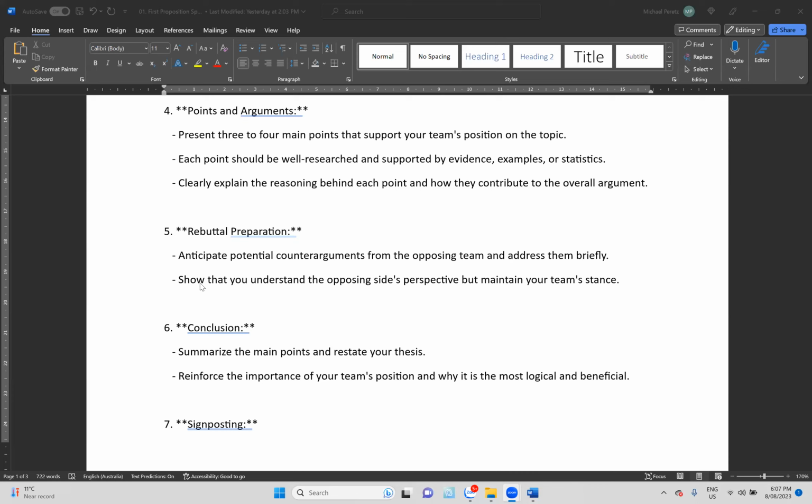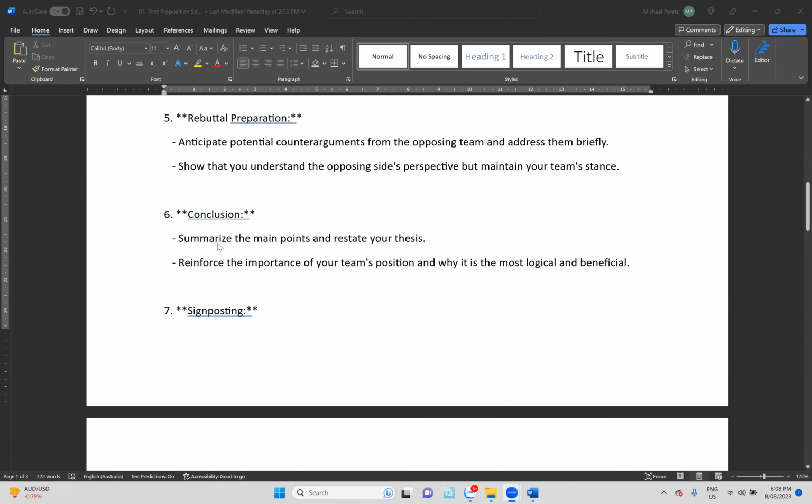We then have to show that we understand the opposing side's point of view, because part of a debate is to make sure that you understand both sides of the argument so you are able to argue it better. Because if you know what they're going to say and you understand it well, then that gives you way more of a chance to make their arguments look weaker.